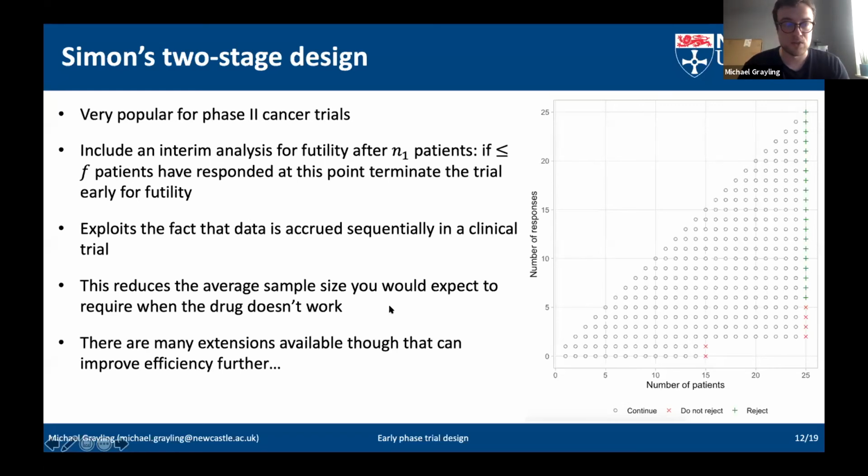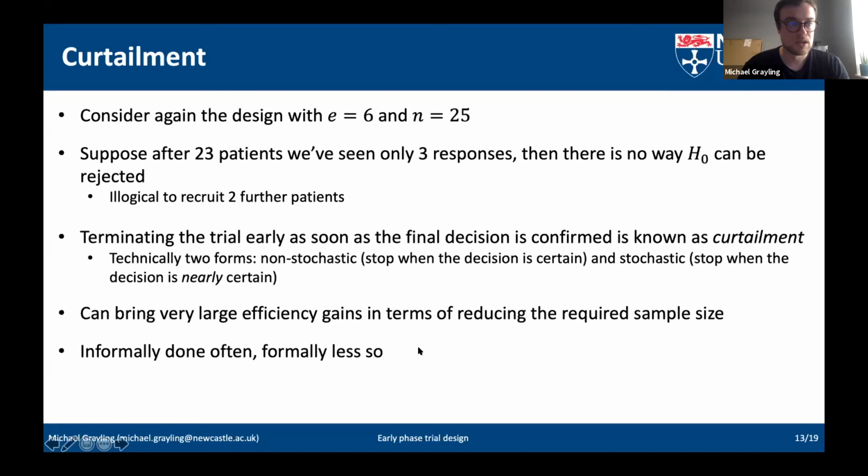And I'm just going to quickly go through one of them, which is known as curtailment. So to see why curtailment might be a good idea, you can just consider again this design from the previous slide where we were going to recruit 25 patients and reject our null if at least 6 of them responded. So suppose then that after 23 patients, we'd only seen 3 responses. Well, then there's absolutely no way we can reject our null hypothesis, because we've only got 2 patients left to recruit and we'd need to see at least 3 responses. So that's impossible. So it's been argued then that it's completely illogical to carry on the trial in that sort of scenario and recruit 2 further patients.